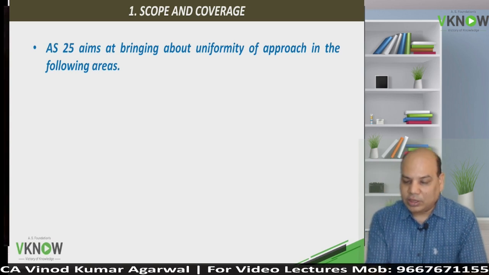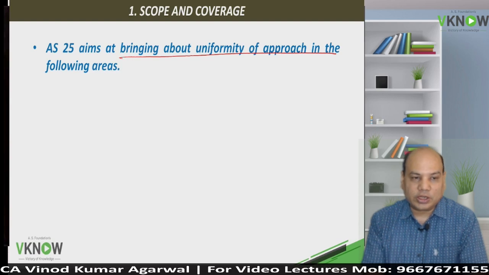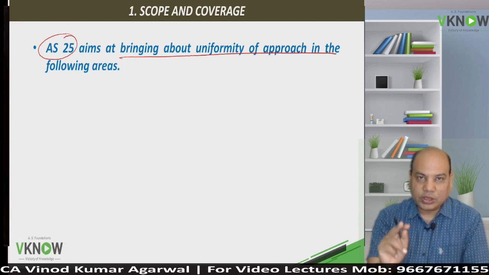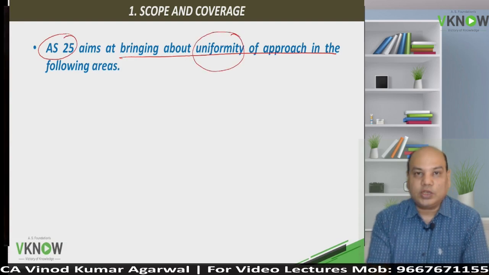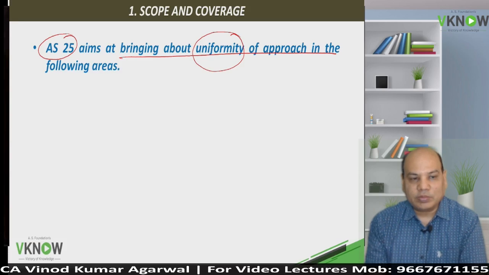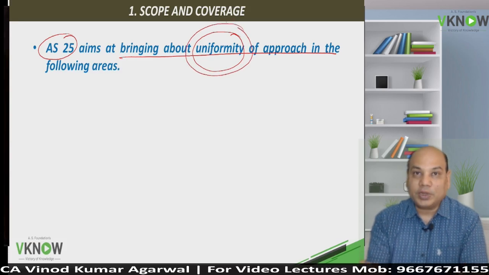AS25 aims at bringing about uniformity of approach in the following areas. Different companies would prepare interim report. AS25 aims at bringing uniformity so that all entities who are preparing interim report will follow uniform principles in recognition, measurement, presentation and disclosure about interim reports. So this will help you to compare also one enterprise with another enterprise.